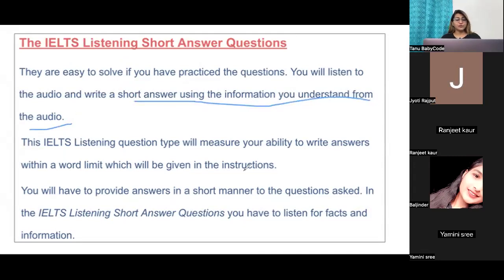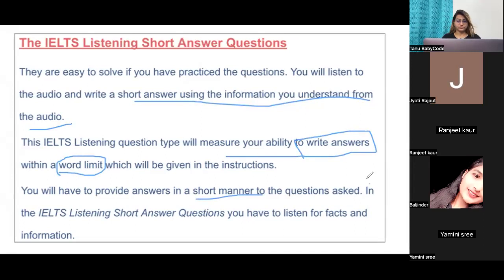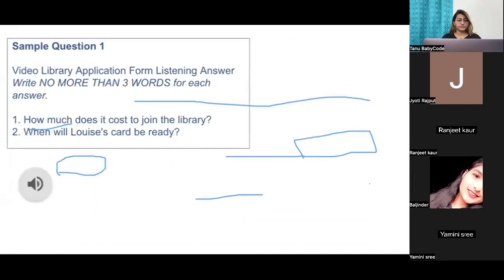So this type of question measures your ability to write the answers within the given word limit or not, right? So basically it's a short manner. You will be writing the answers in short manner. Now let's hear this. First, read your questions.